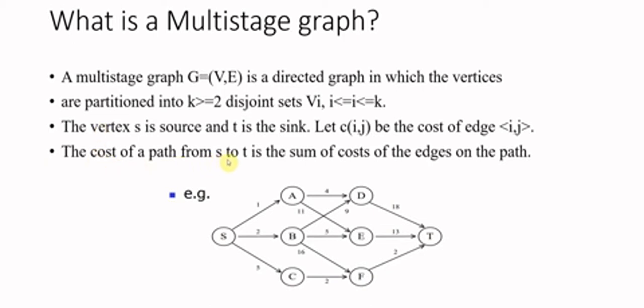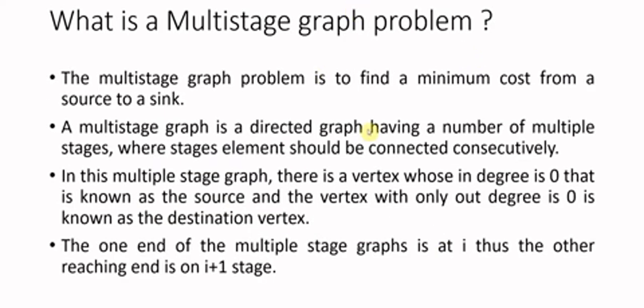The cost of a path from S to T, meaning source to sink, is the sum of the cost of the edges on the path. Obviously, if we wish to trace a path from S to T, then it should be via the vertices which are joined by edges. So the overall cost to reach from S to T will be the sum of all these edges which are a part of the path from S to T, that is, from source to sink. Now what is a multi-stage graph problem? As we have already discussed what a multi-stage graph is.